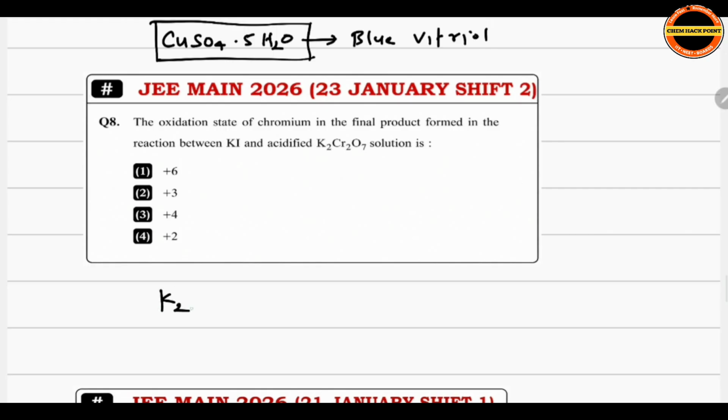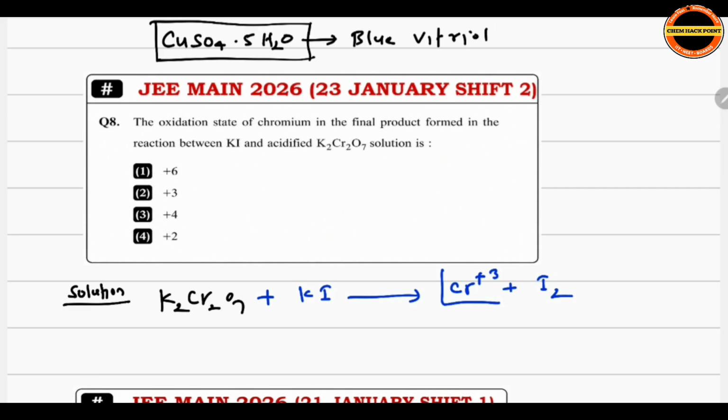Here K₂Cr₂O₇ solution reacts with KI. If it is reacting with acidified KI, it forms Cr3+ and I2. So the answer according to the given question should be +3. The answer is +3, so it is in the +3 state, Cr3+.